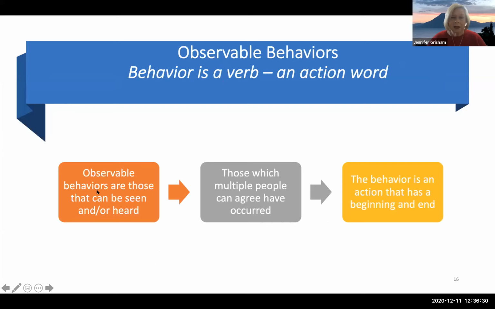And so again, a behavior is a verb. It needs to be something that is seen and heard, so that everybody in that child's environment, everybody that understands that child, is agreeing that this constitutes a communication or some kind of social response. And it also has to be a behavior that has a beginning and an end.